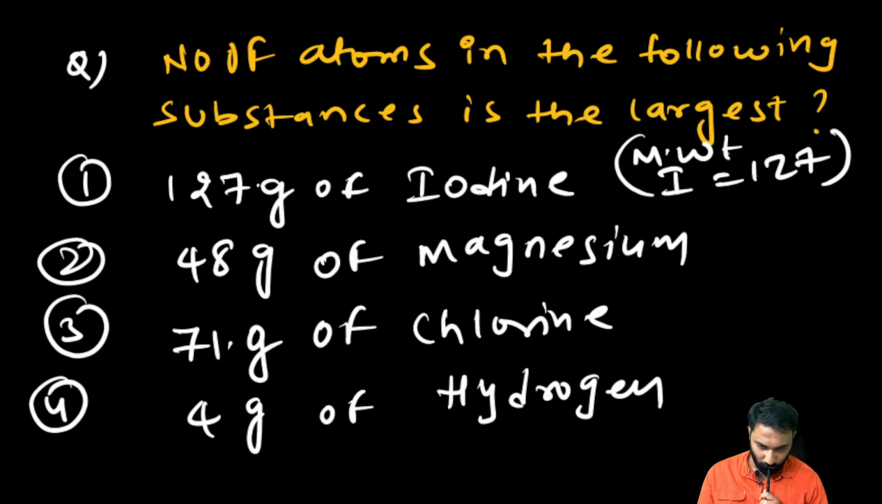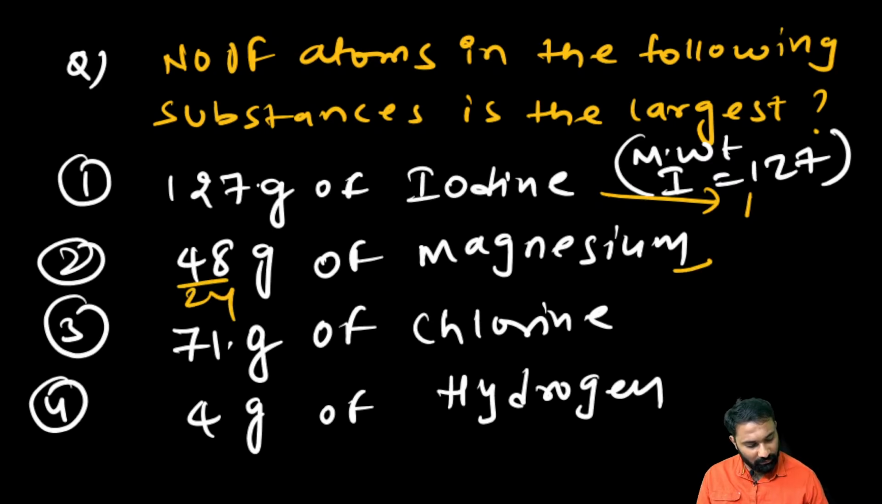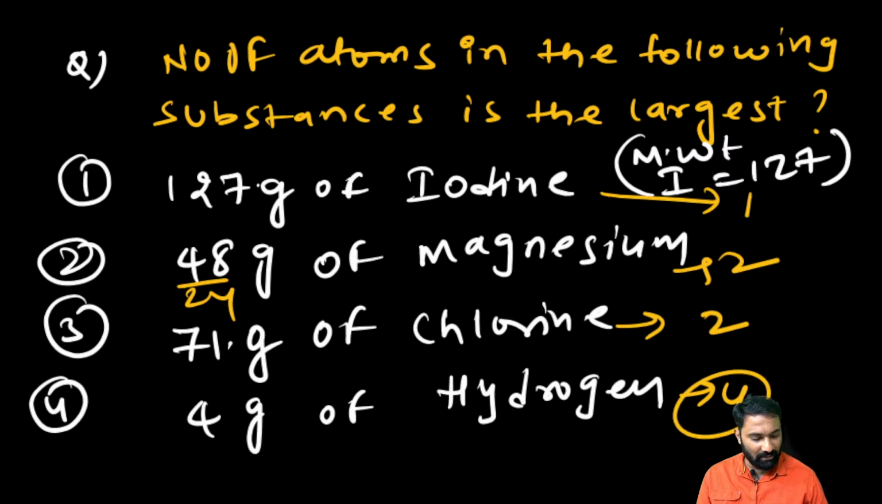Fourth option. Indirectly you can find the number of moles. 127 by 127 gives you 1 mole. 48 by 24 gives you 2 moles. Now 71 by 35.5, it will give you 2 moles. Now 4 gram of hydrogen by 1, it will give you 4 moles. Higher the number of moles, higher will be the atoms. That's it. Simple.